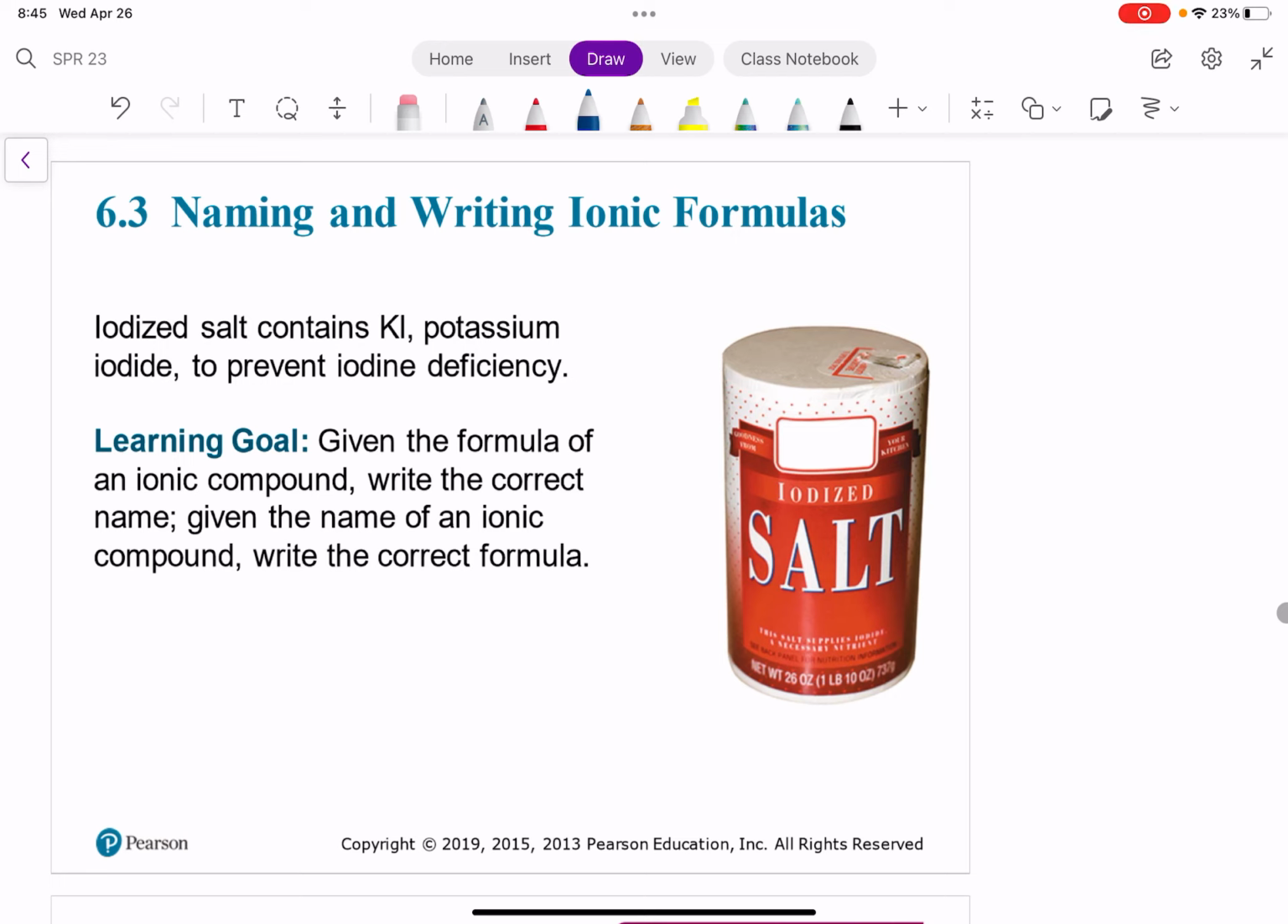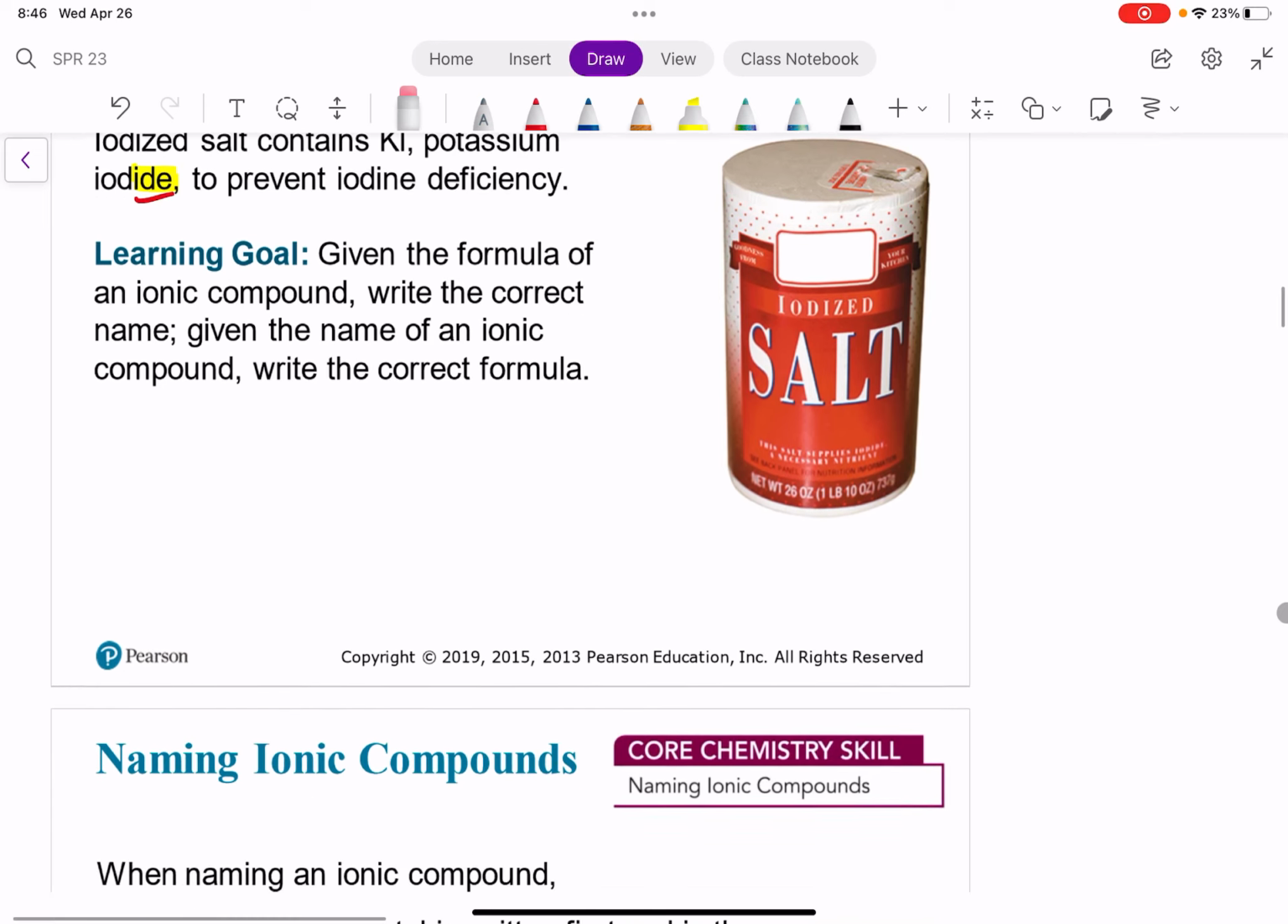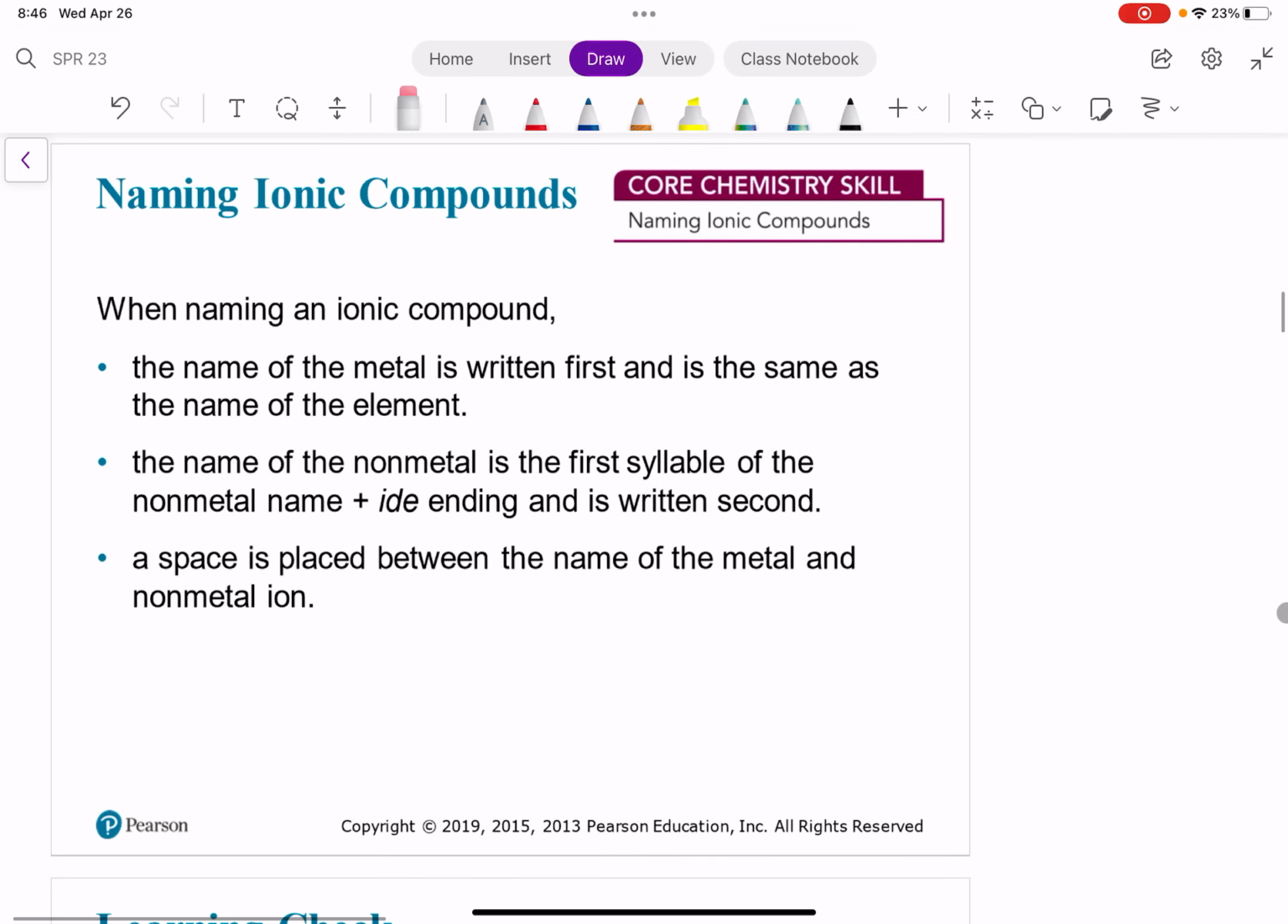So iodized salt contains KI, which is potassium iodide, and that prevents iodine deficiency. Remember, we have that IDE ending. So which one of these is the negative ion? Which one's the anion? Just knowing this IDE ending exists, it's got to be the I, because remember, the negative ion always has that IDE ending. So we add iodine to salt in order to prevent iodine deficiency. Kind of interesting, but you want to know how to name that, right?